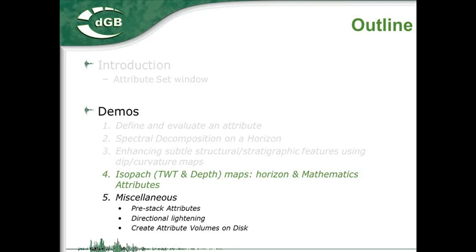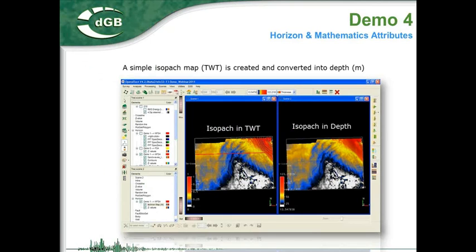I can create a horizon attribute in OpendTect, and I use mathematics to convert it into different attributes or create new attributes. But here, our focus is simply to create an isopack in OpendTect, which is in two-way travel time, use a constant velocity, and convert it into depth. So for this one, I have a horizon grid, an attribute along horizon, and I'm going to use a horizon attribute together with mathematics to convert it into depth. So let's do that.